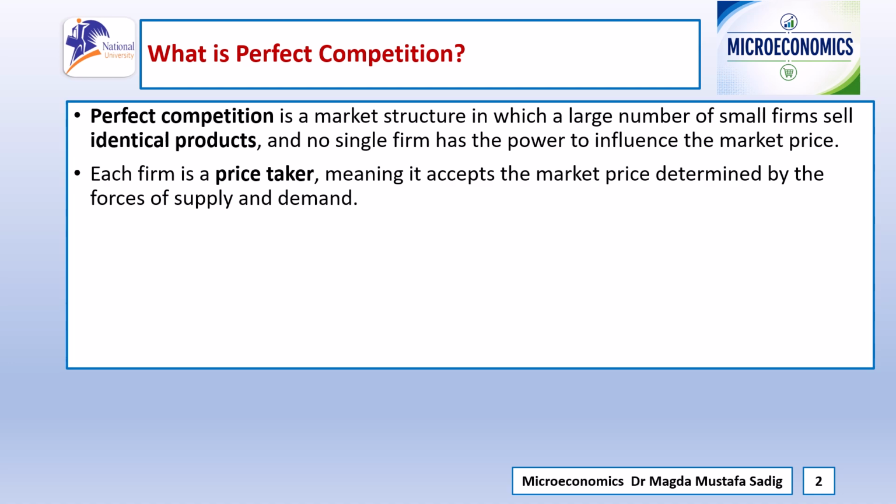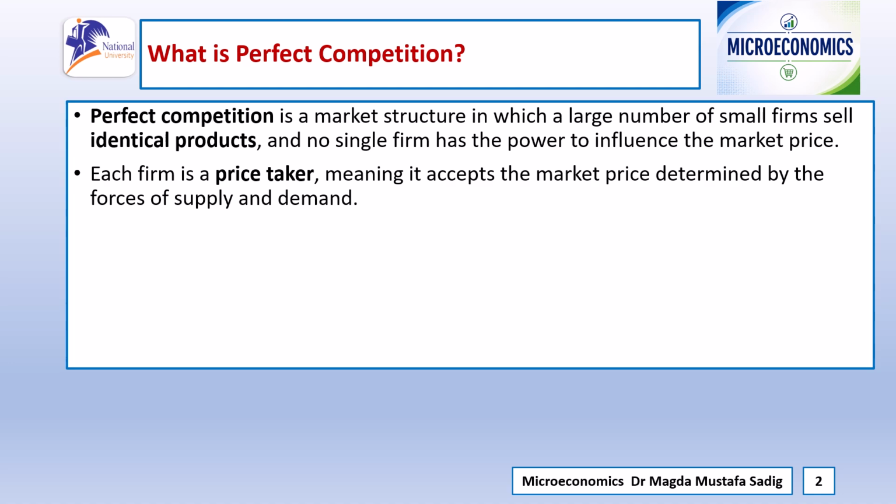Let me ask you this question. Why do you think a wheat farmer cannot decide to double the price of wheat? Exactly, because thousands of other farmers sell identical wheat. If one farmer increases the price, buyers simply purchase from another farmer. Therefore, individual firms have no market power.